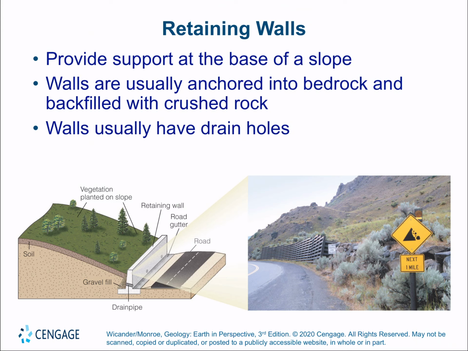We could also build retaining walls. So with a retaining wall, we're basically providing a support at the base of a slope. Our retaining walls are anchored into our bedrock. We backfill them with some crushed rocks. So anything tumbling down this hill is going to get caught behind that retaining wall and is no longer going to be able to impact the road.